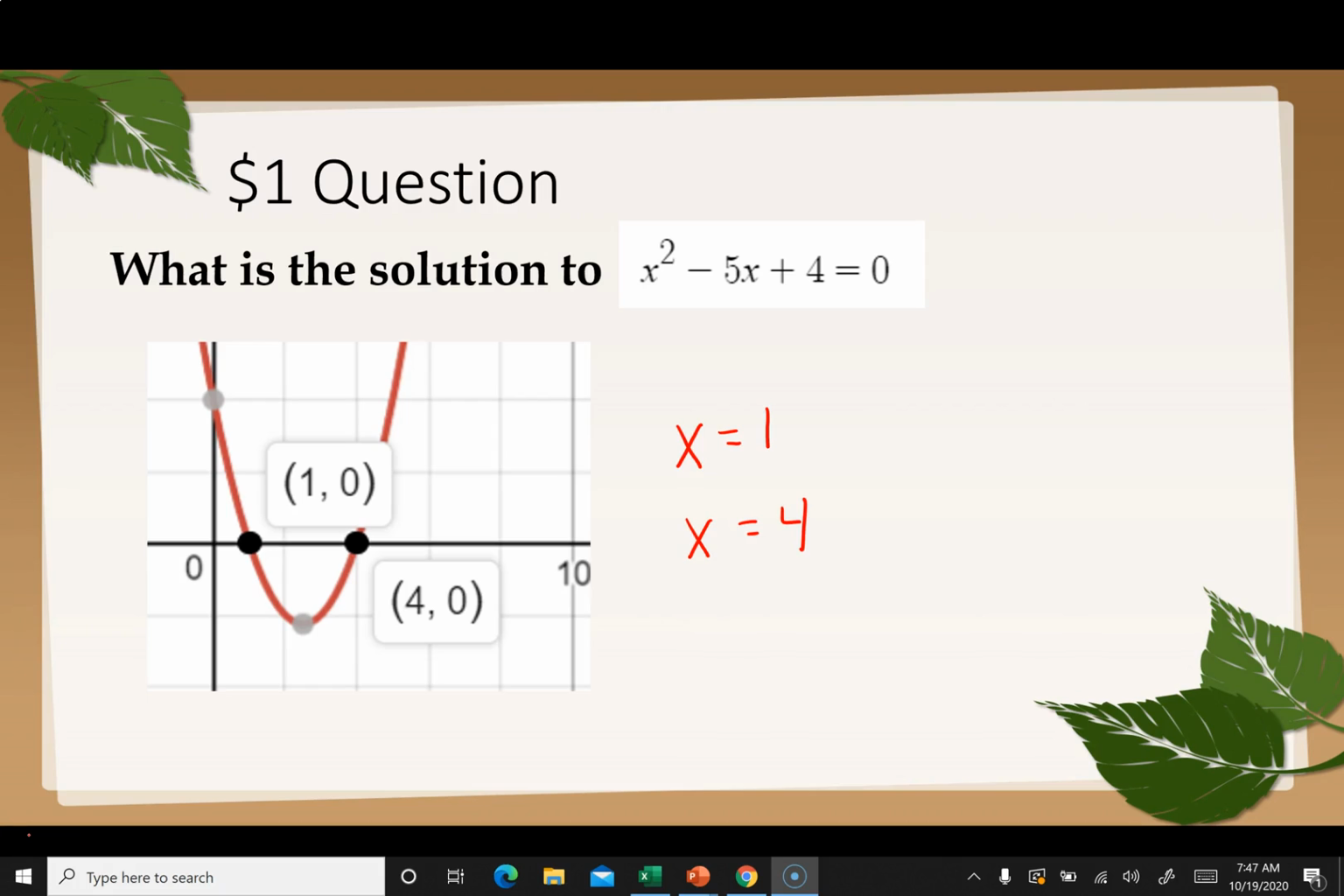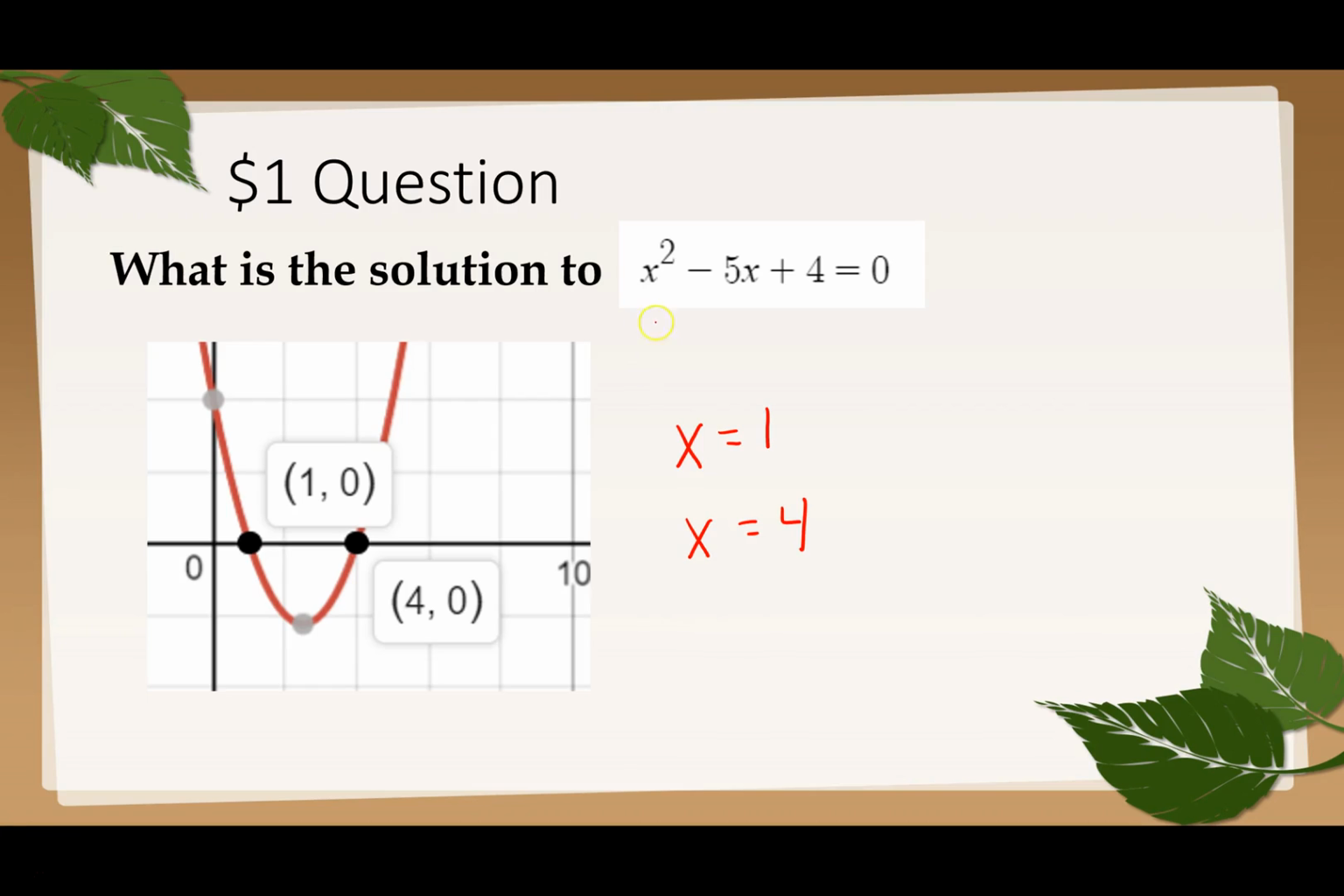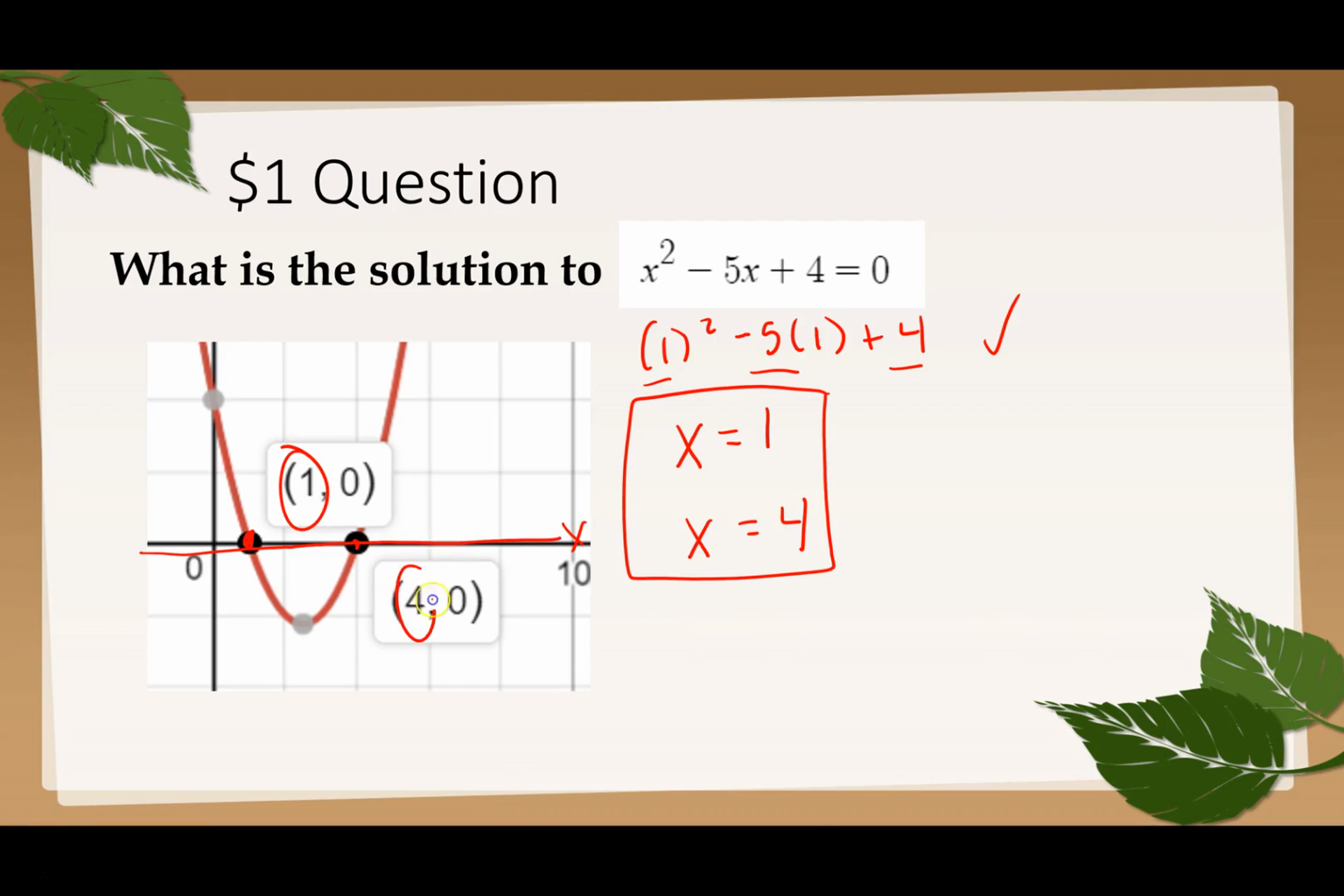And you can check that if you want, right? You could go in, you could say 1 squared minus 5 times 1 plus 4. Well, that is going to give me 1 minus 5, which is -4, plus 4, which is 0. And you could try with 4 as well, and you'll see it does work. So these would be your answers, and you found them by looking at your x-intercepts. Here they are, your x-intercepts.